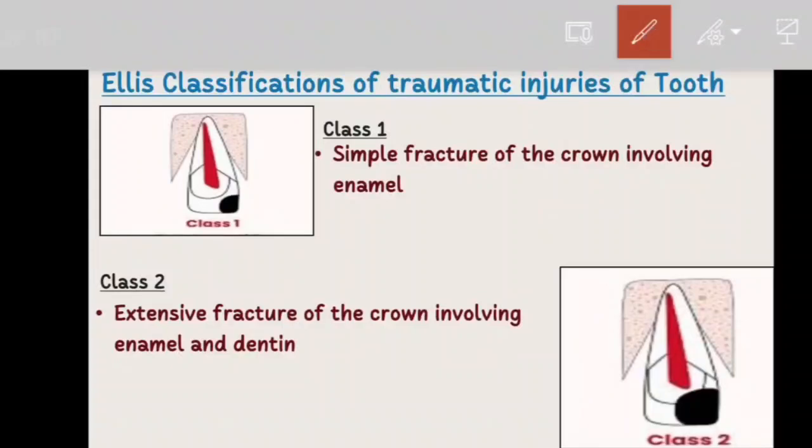So, Ellis's classification of traumatic injuries of tooth. Traumatic injuries of teeth are commonly classified using Ellis's classification. Now, I will explain each class with the help of a diagram.